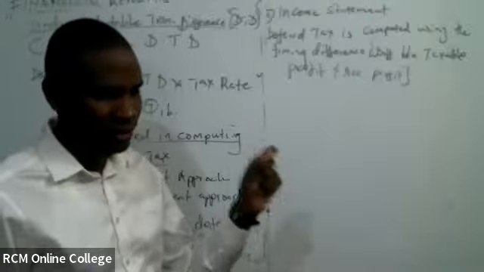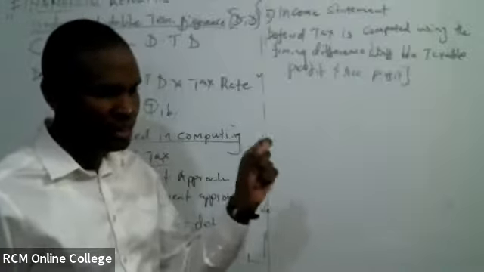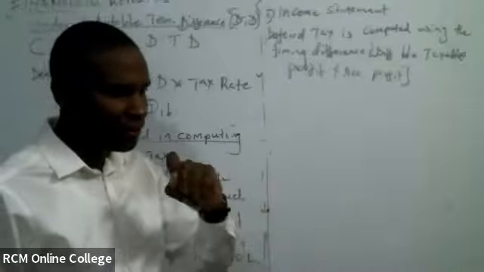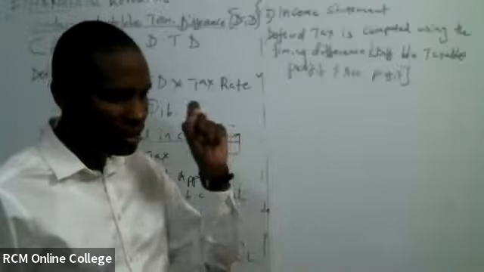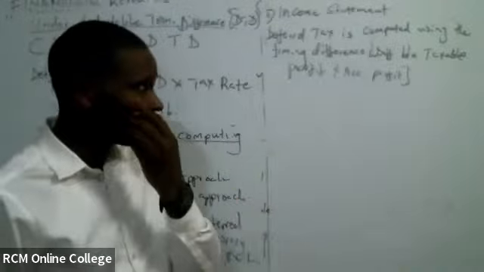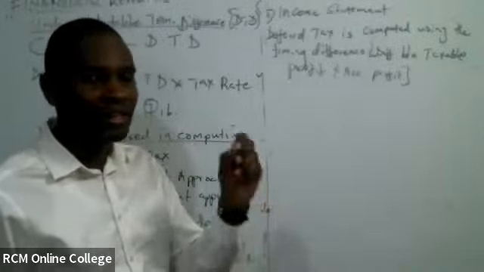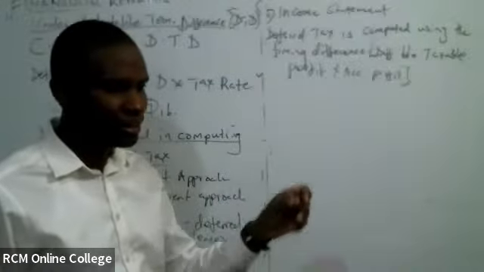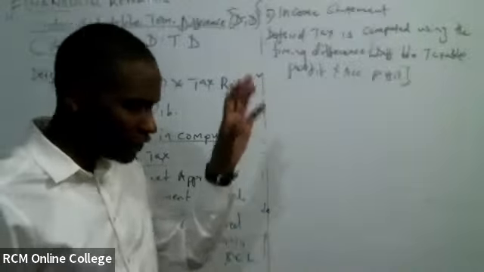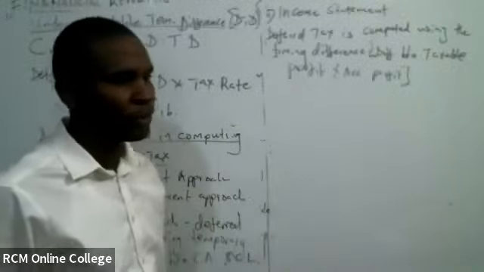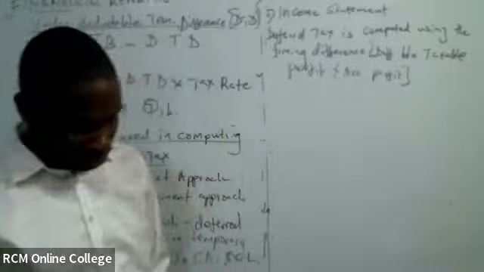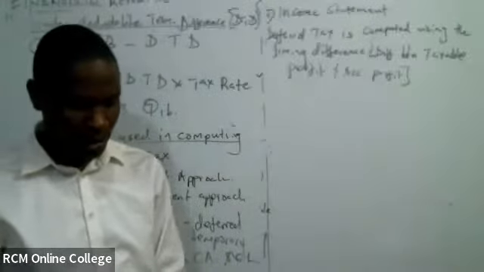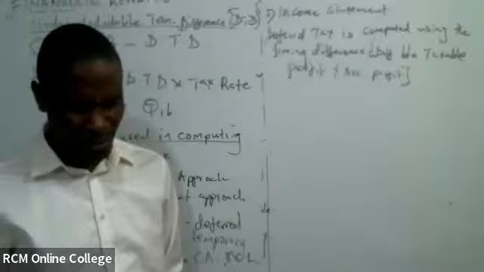Deferred tax liability, and in such a case, the carrying amount is greater than the tax base. And deductible temporary differences give rise to deferred tax assets. The carrying amount is less than the tax base. Once you know that, things become clear.